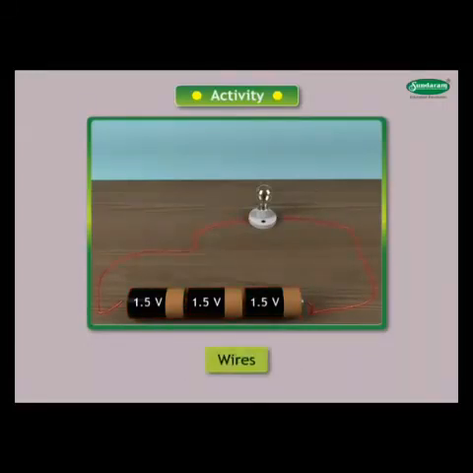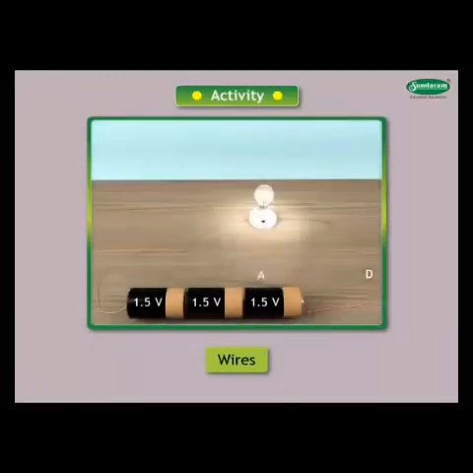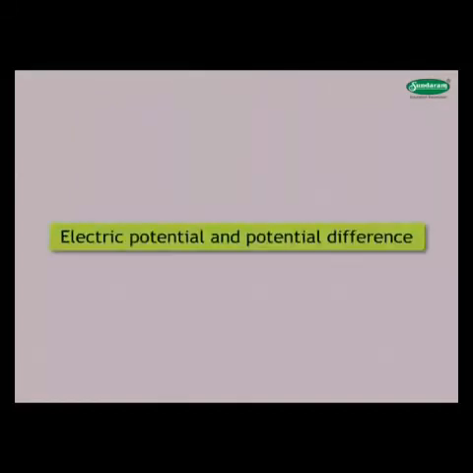Take 2 wires. Connect end D of the wire at points A, B and C respectively and observe the bulb each time. Note down the observations. The bulb glows each time the wire is connected to the cell. Now we will study electric potential and potential difference.